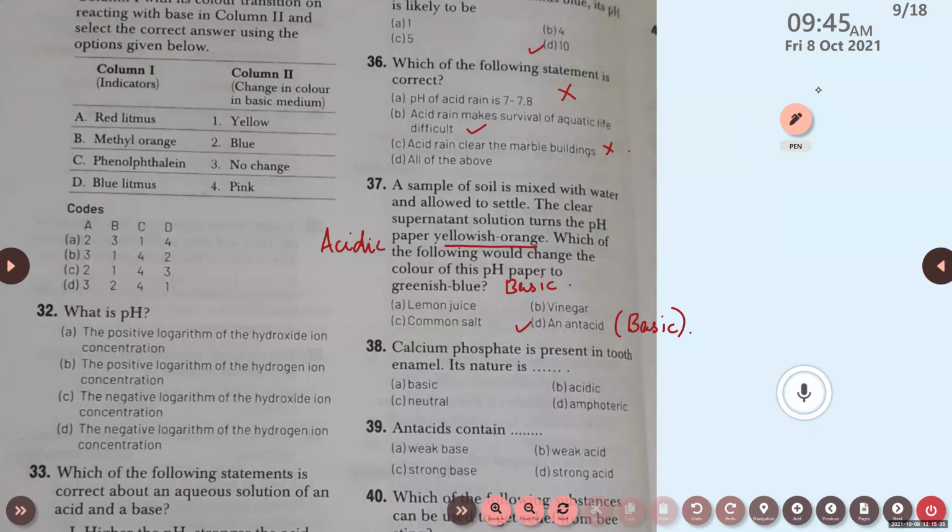Calcium phosphate is present in the enamel. Its nature is option A basic, option B acidic, option C neutral, option D amphoteric. Calcium phosphate is a basic substance. Okay, so it's basic. Clear? Calcium phosphate, that's a basic substance that's present in the tooth enamel.